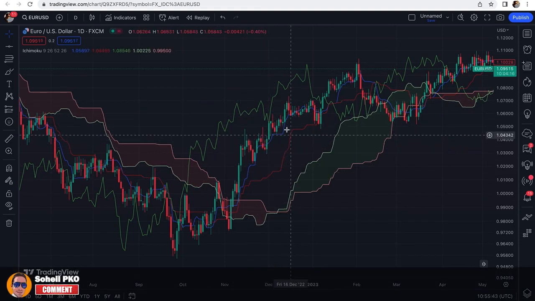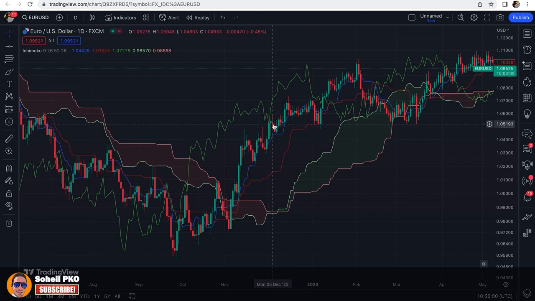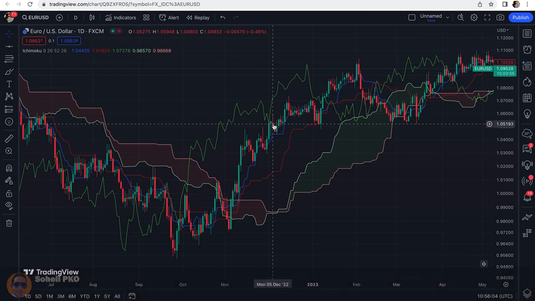At first, when you look at this indicator, you may see it as very complicated, but it's a very simple indicator and you can easily interpret it and use it for trading. Alright, let's see what we have here.